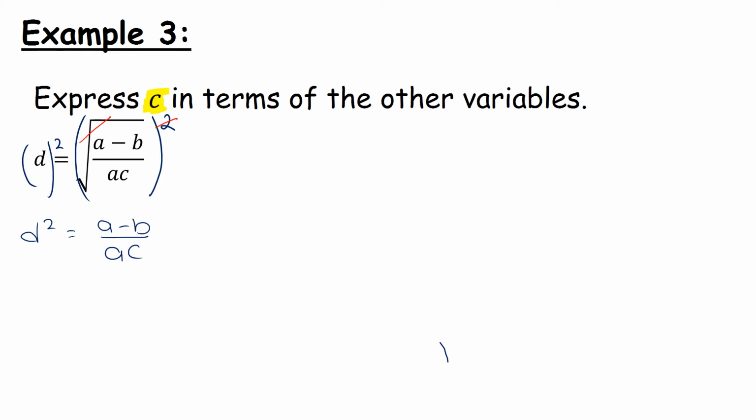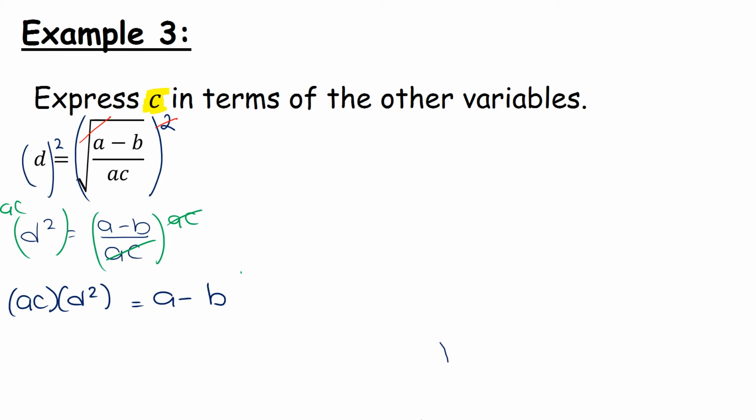So now I have my c here underneath the line. To get rid of my fractions, I multiply both sides by what's on the bottom of the fraction. We have some cancellation here. So I'm left with ac times d squared equals a minus b. So this is acd squared equals a minus b.